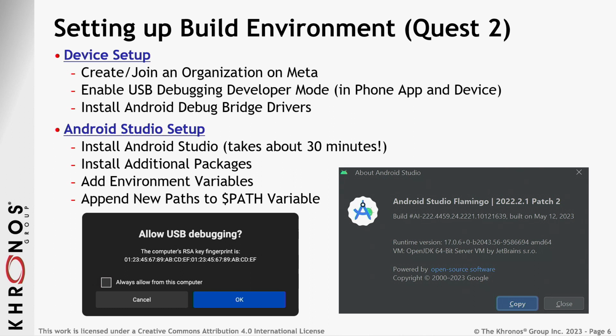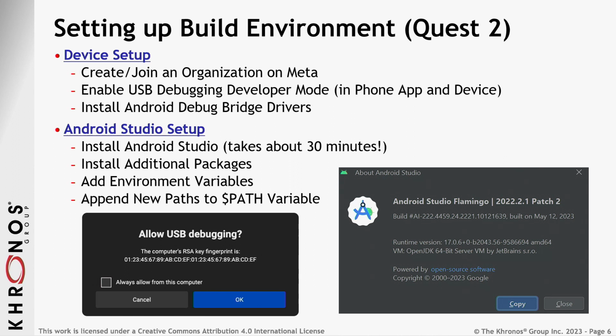It is a little outdated, so some of the steps are unnecessary nowadays, but I'll cover those caveats in this presentation. So first, you'll need to set up the device. For the Quest 2, you'll need to join an organization on Meta. Even if you're not part of an organization, you can be an individual with an organization, so that there's no issues there.